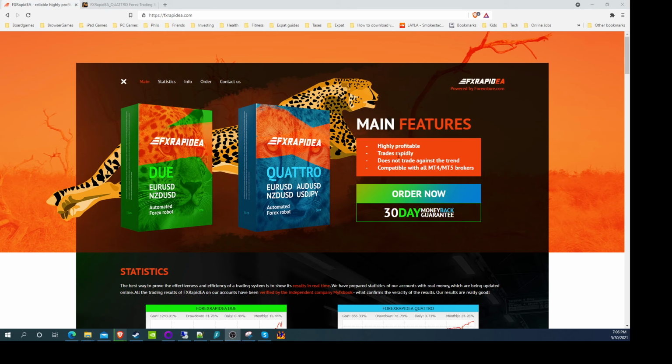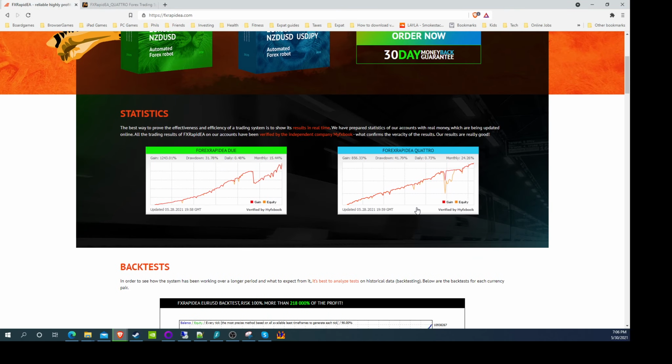It says highly profitable, trades rapidly, does not trade against the trend, compatible with all MT4 and MT5 brokers. Nice to see they're running on MT5. That's great. They have live FX book links, which I really appreciate. I respect that for sure.